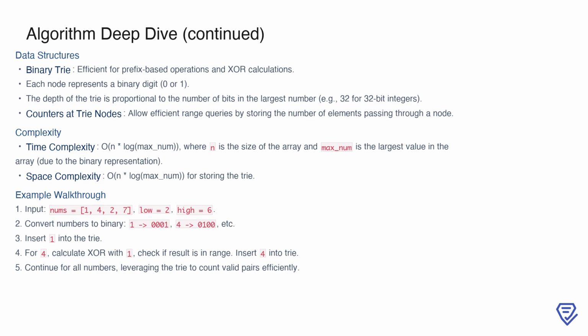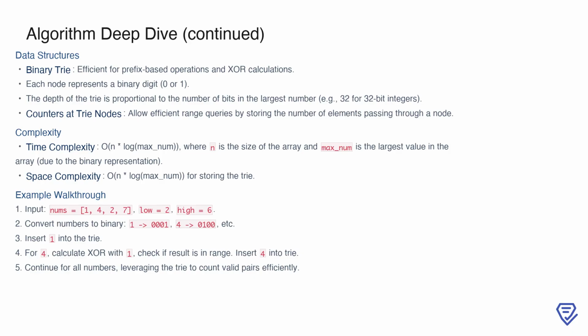In terms of complexity, the time complexity of the algorithm is O(n * log(max_number)), where n is the size of the array and max_number is the largest number in the array. This is because we process each number bit by bit. The space complexity is also O(n * log(max_number)), as we need to store the binary representations of the numbers in the tree.